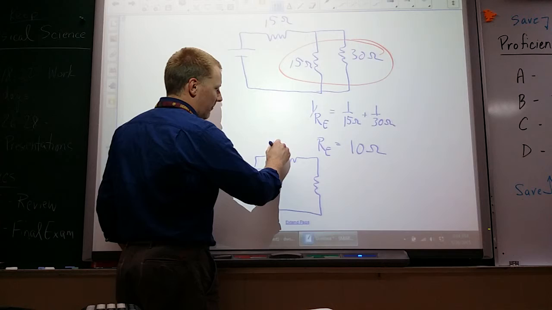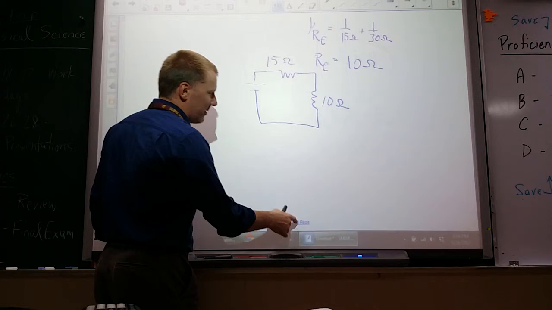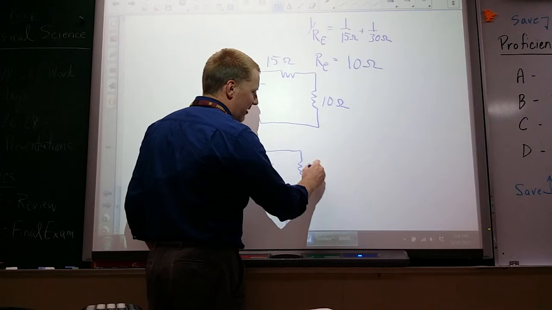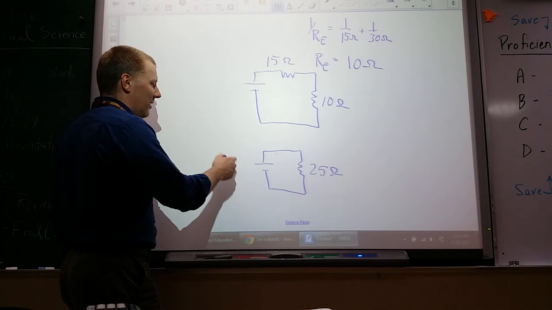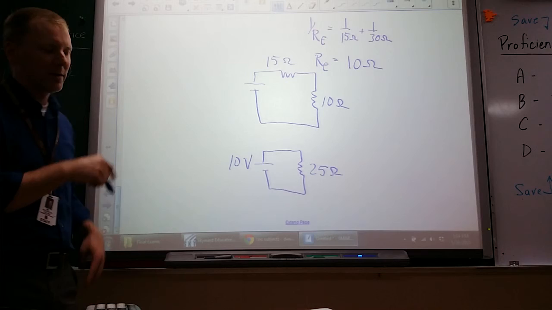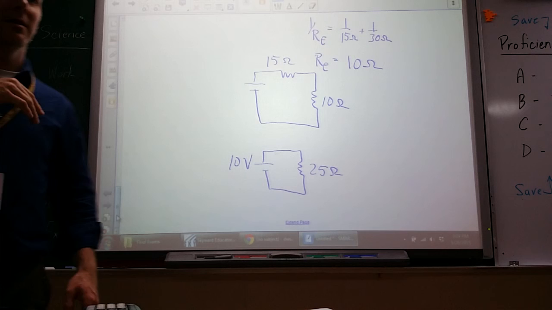Okay, well, those are easy. They're in series, so you just add them. So that whole thing simplifies, as far as the battery is concerned, to a 25 ohm resistor. And in that way, if this is a 10 volt battery, we could figure out what the voltage is. But on the final, I'm not going to expect you to do a ton of these. Can you go a little bit? Yep. Did you get the 10 ohms from the 15?